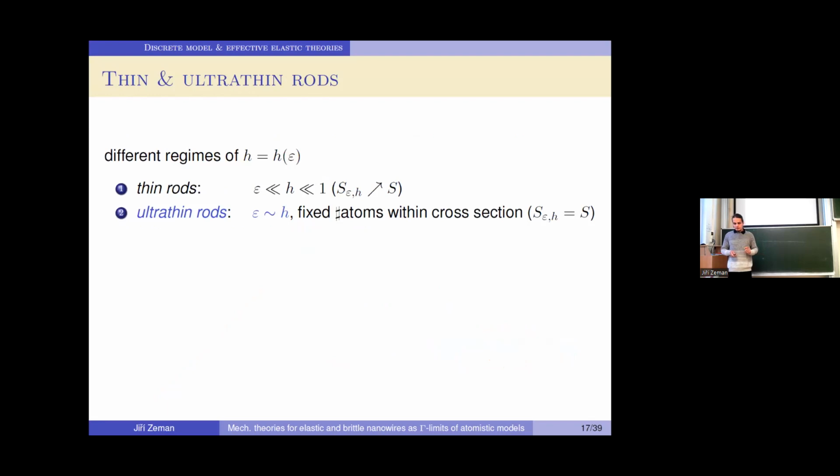Now let me clarify the dependence of thickness on the interatomic distance. If the thickness is still much larger than the interatomic distance, then these zigzag cross-sections finally approximate a continuum two-dimensional cross-section S, and we speak of thin rods. And in ultra-thin rods, these two quantities are of the same order, so we have a fixed cross-section for every epsilon, or the same shape.